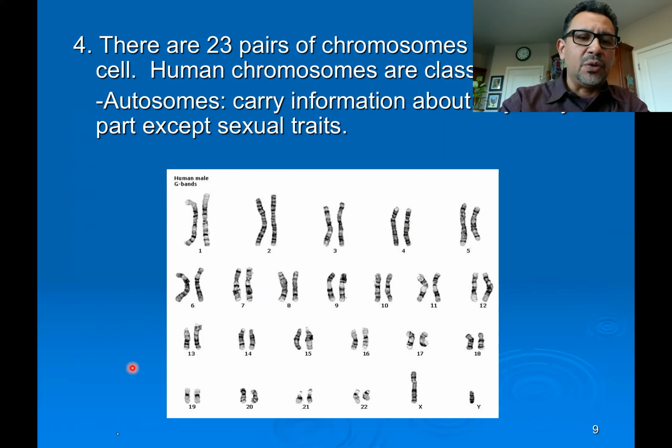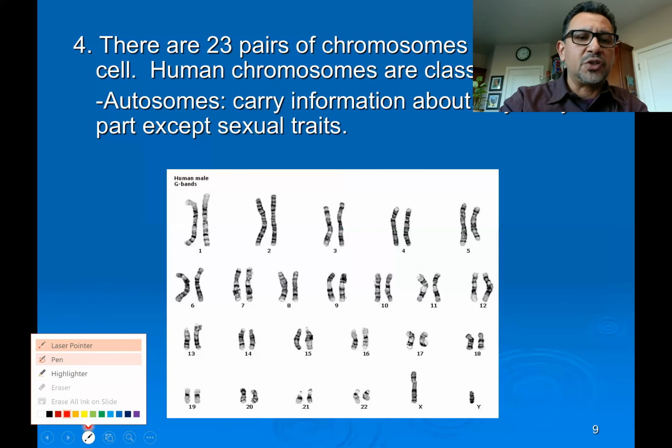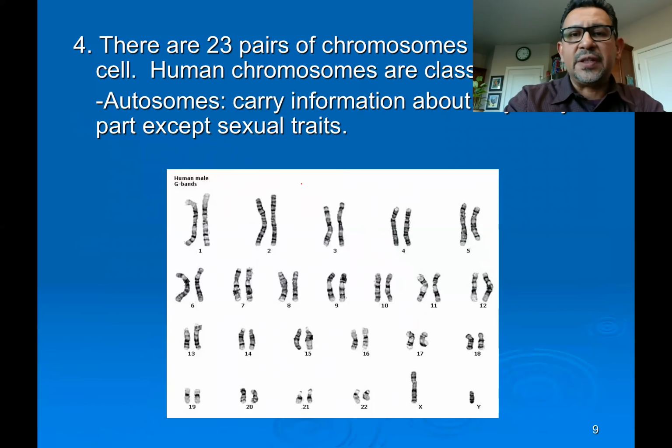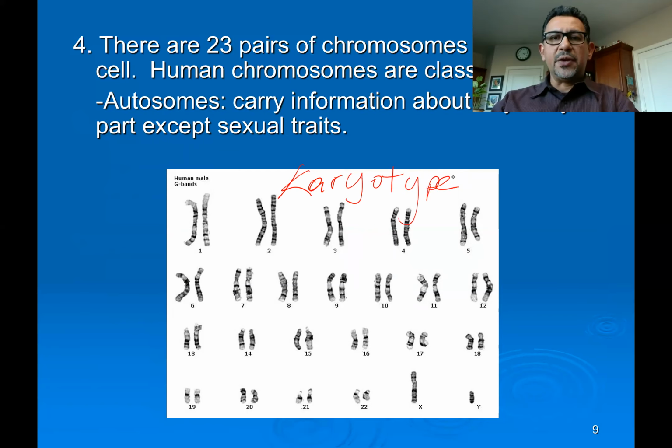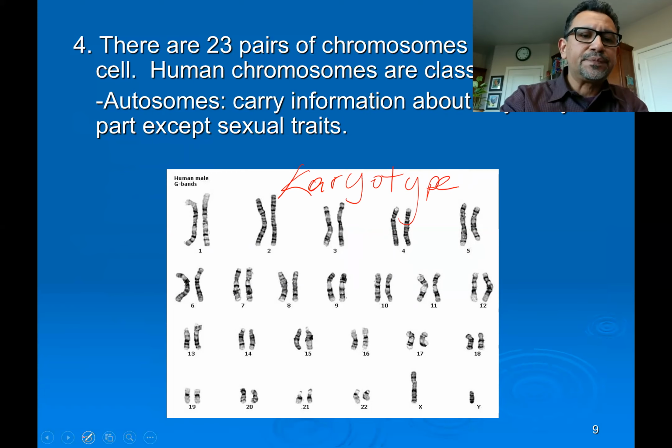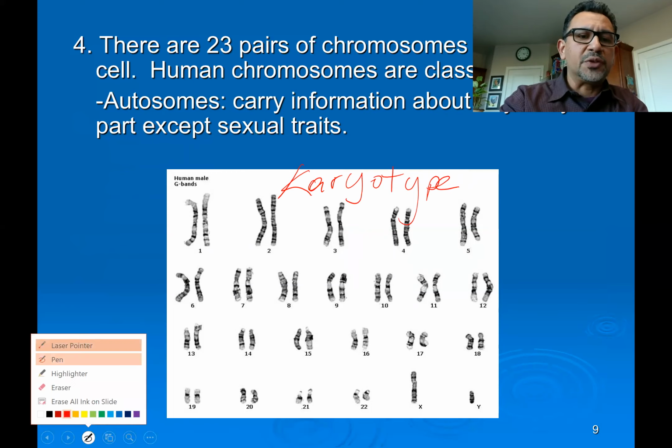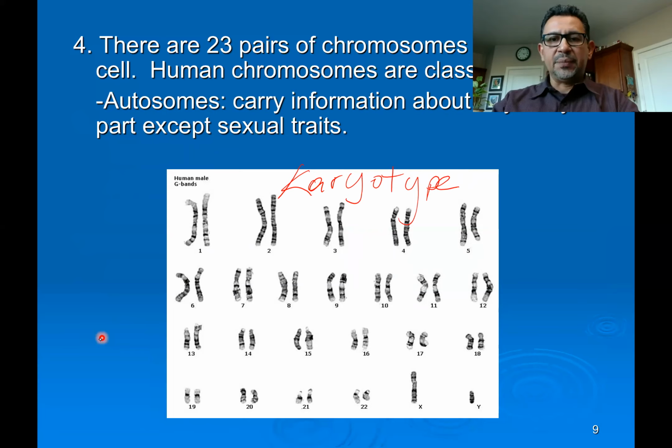Now I'm going to use maybe my pen function to label this. This illustration you see here is called a karyotype. A karyotype is like a photographic inventory of all of the chromosomes in the cells of a person. If you can see this illustration, this is going to correspond to a male individual. You can see that right here.